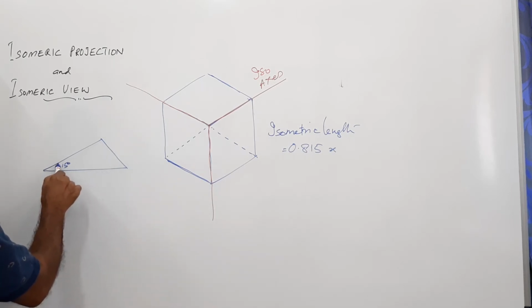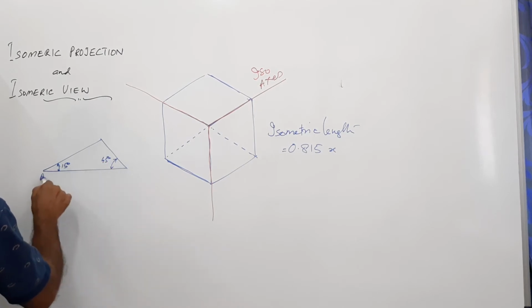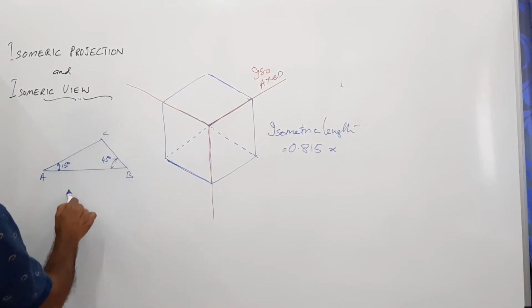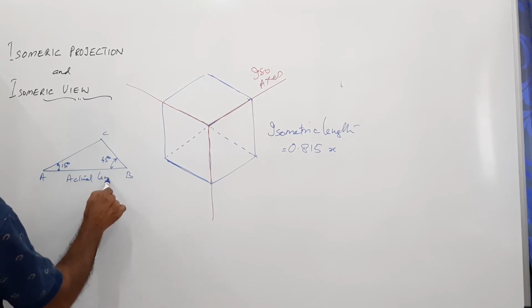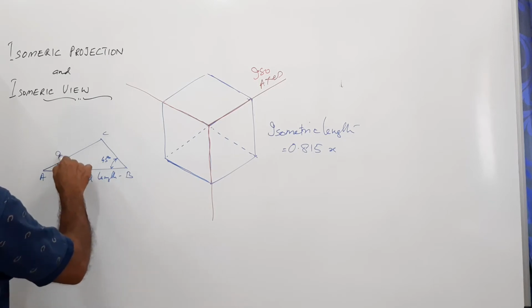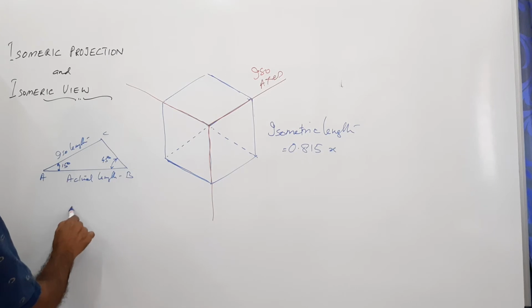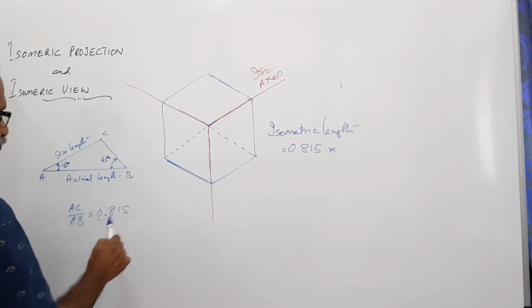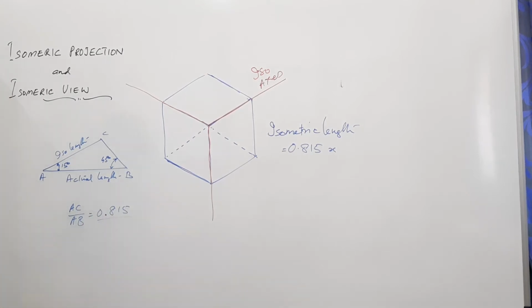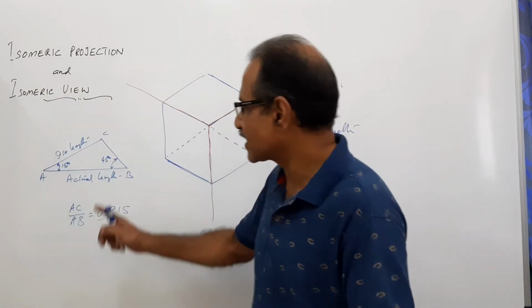15 degrees, you draw a triangle, 15 degrees, 45 degrees, A, B, C. What is AB? AB is actual length. What is this? This is called iso length. What it means is AC by AB equals 0.815. Agreed? So, whenever we draw isoprojection of an object, we construct an isometric scale.